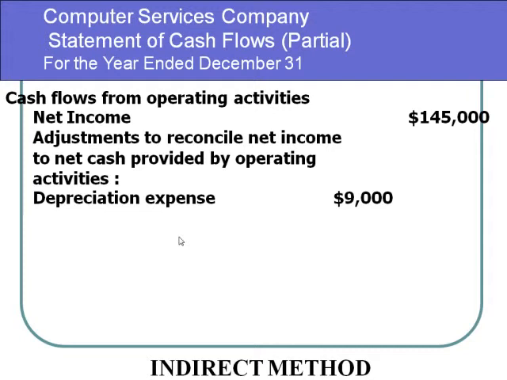Right under adjustments to reconcile net income to net cash provided by operating activities, go ahead and write in and indent that, because we're going to have a couple of lines here and then we're going to want to total them. So we're taking that net income and we're saying to calculate net income we subtracted depreciation expense, but for cash flow purposes we need to reverse that because that really was a non-cash event.